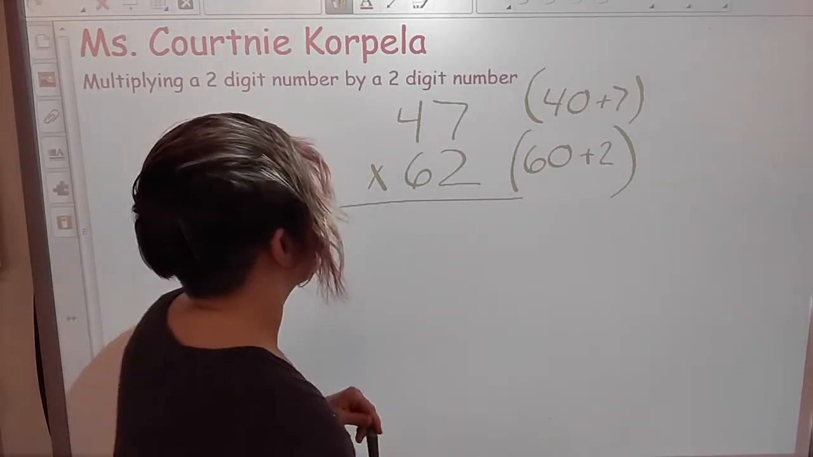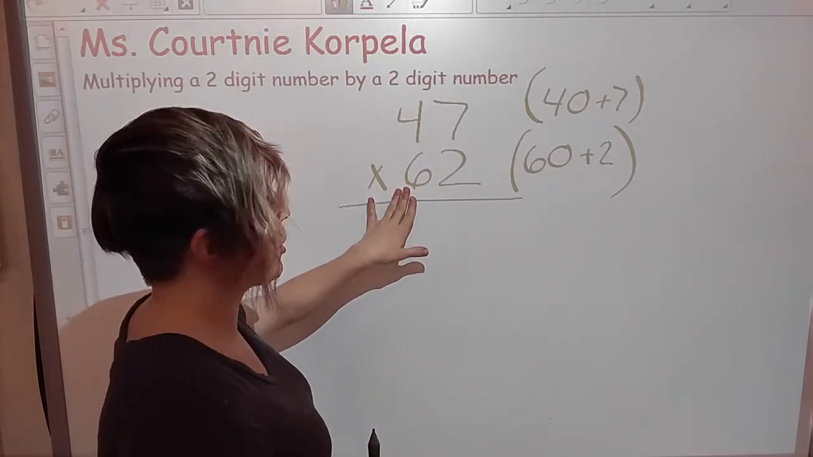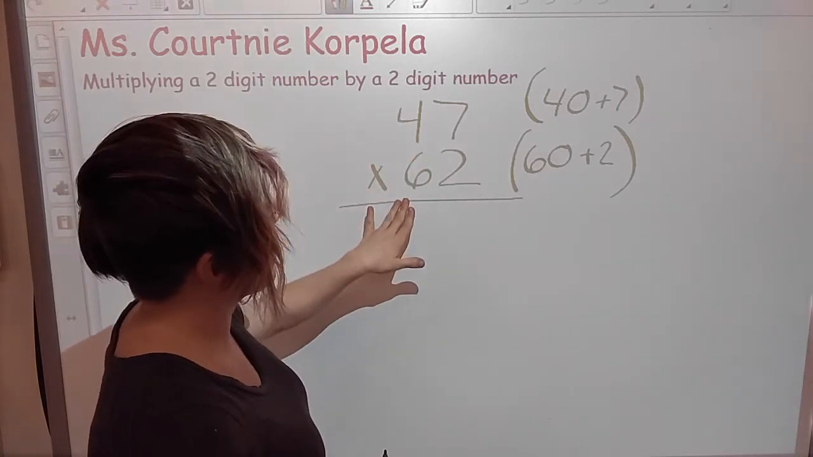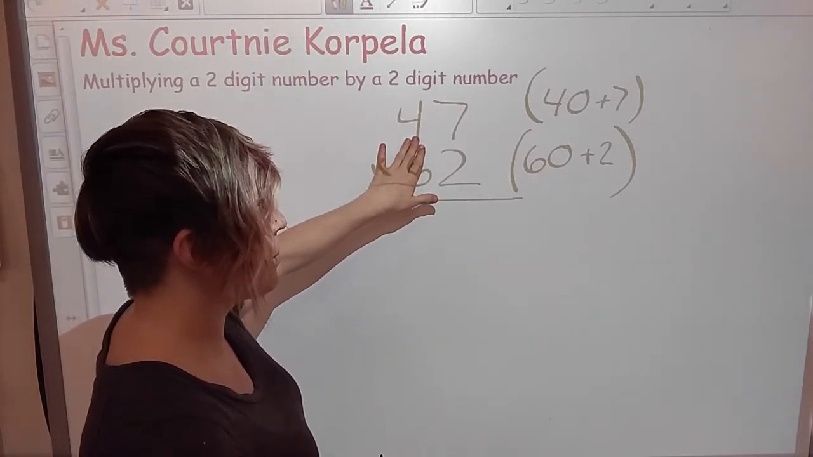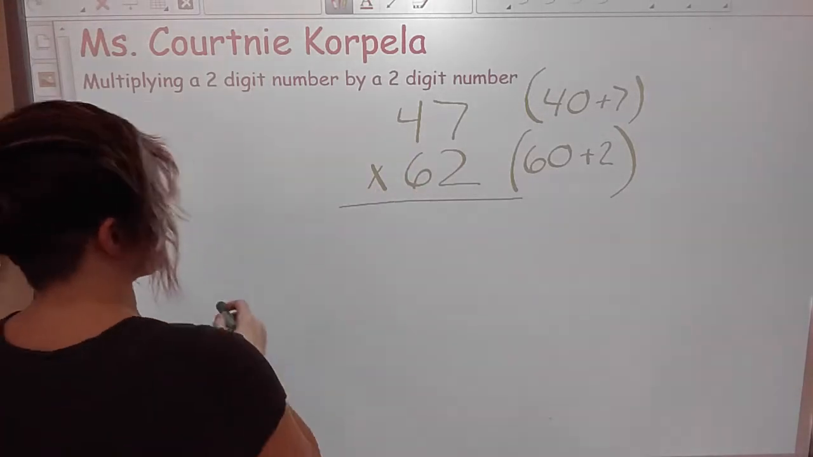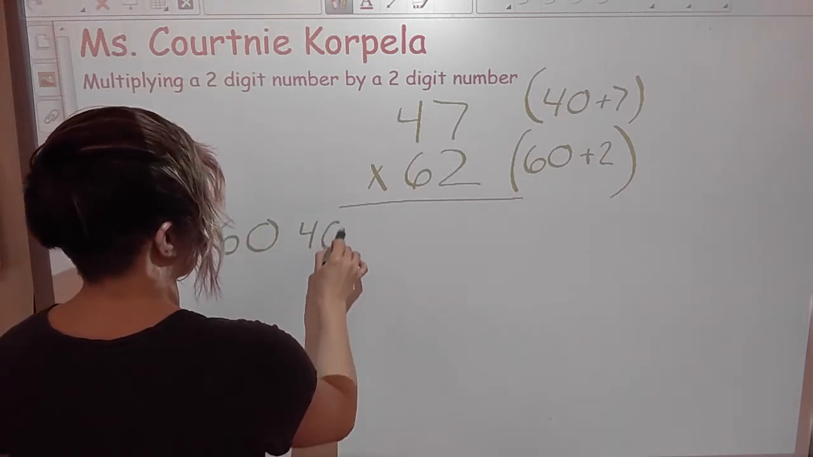With the partial product algorithm, we first start at the bottom with the tens number. We know that the 6 means 60, and we're going to multiply it up by the tens on the upper number and then across with the ones. So we're going to start off with 60 times 40, or 60 40s.